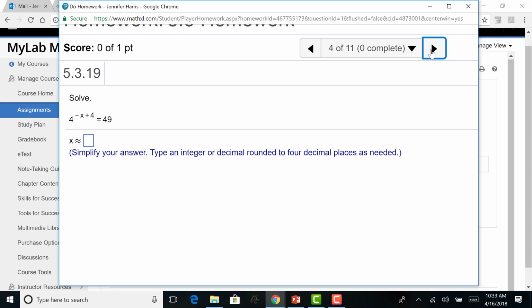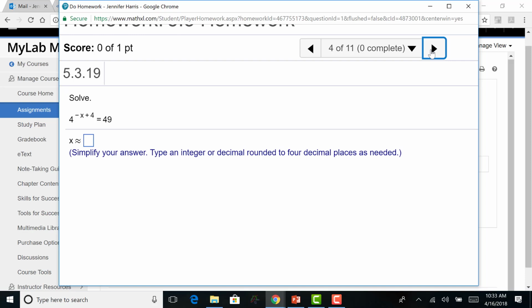Now, when I drew my last arrow, what is it pointing to? Negative x plus 4. You're pointing to this whole thing, not just to that 4. You're pointing to all of what the exponent is, the entire exponent. Even if it has variables and pluses and minuses in it, you're still pointing to that. So that's me turning it into the log form using the circle method.